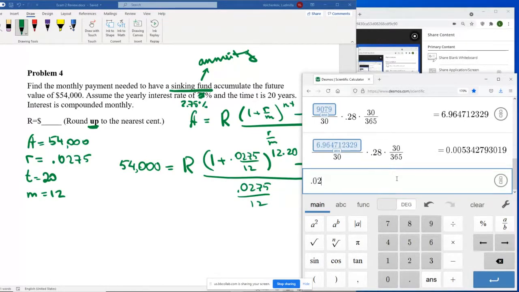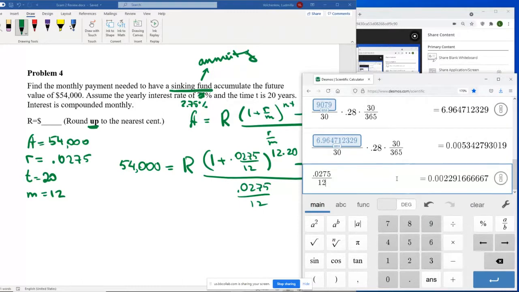So 0.0275 divided by 12, especially when you have to round. So you see in this example, r over m must be rounded. If you round it too short, your answer will be wrong, or at least correct in only the first couple of digits. Okay, plus.